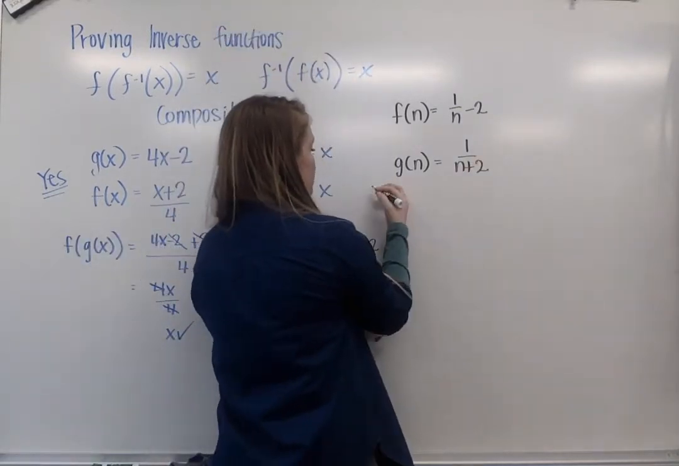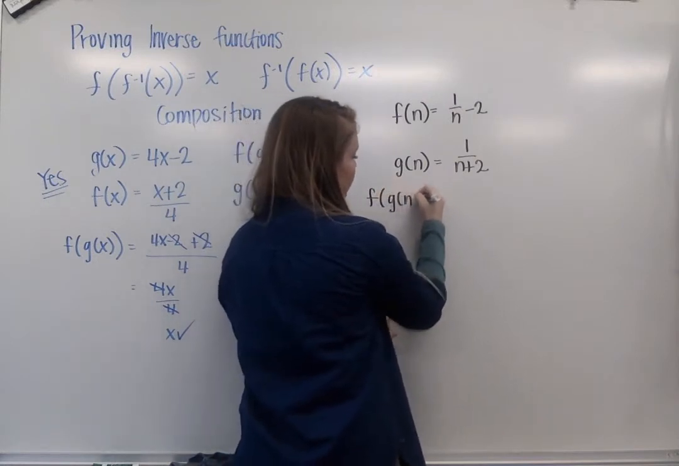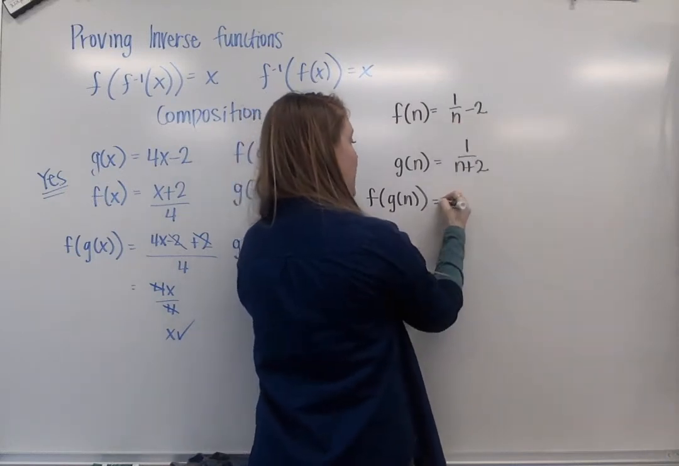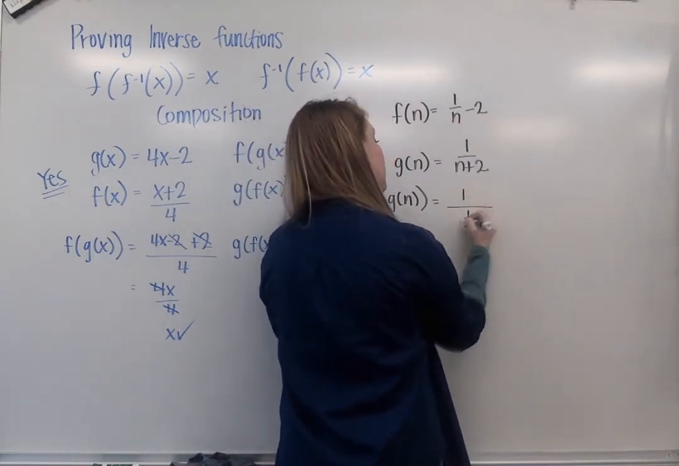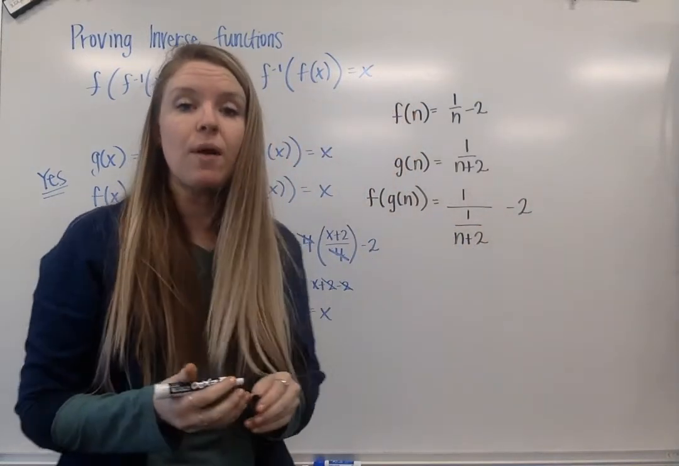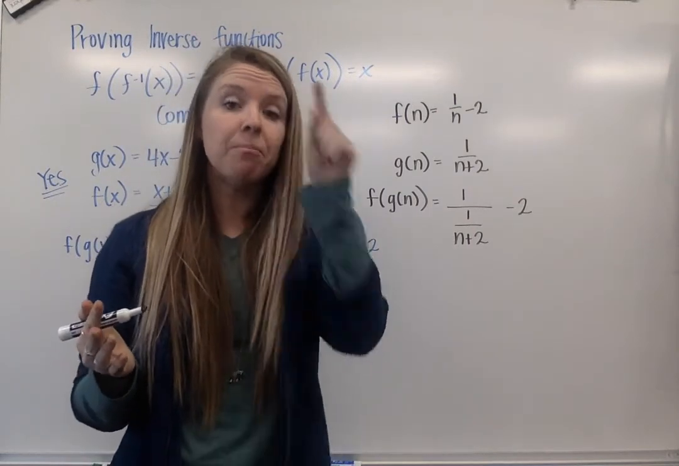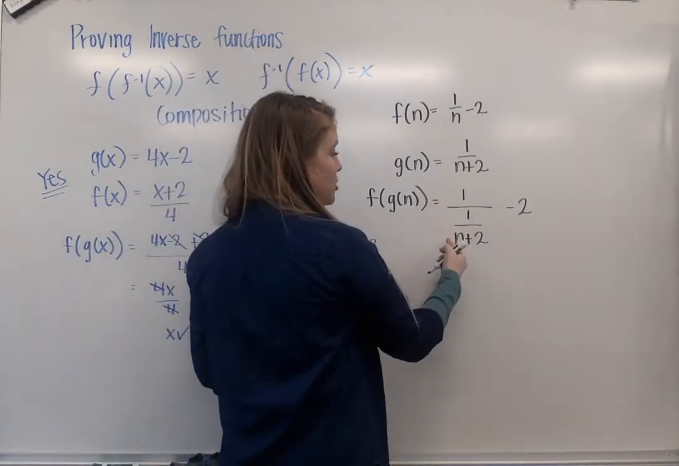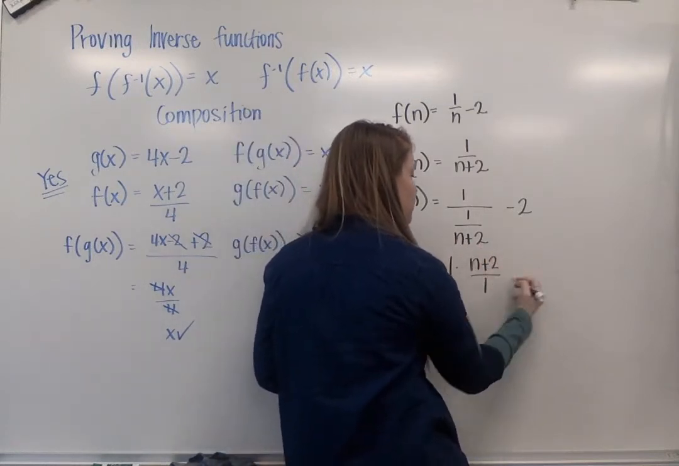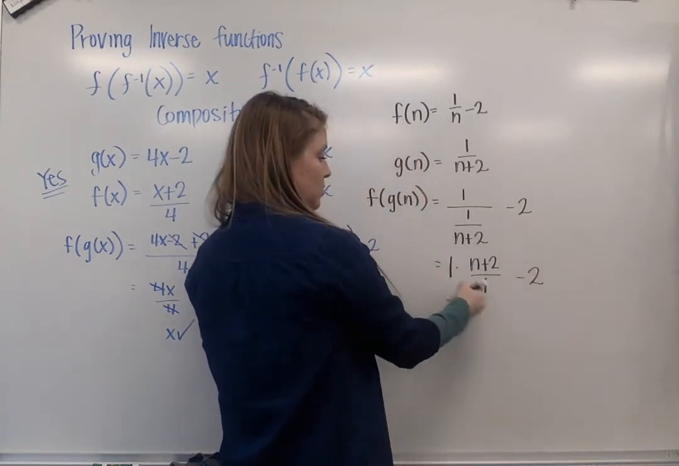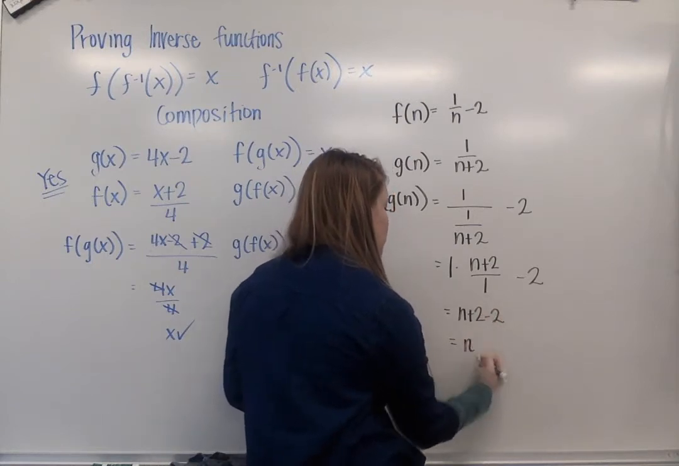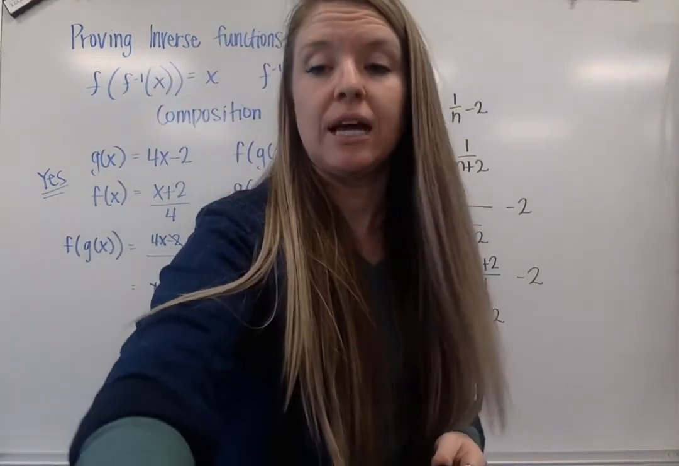So I'm going to start by doing f of g of n. So I'm going to take this whole function and I'm going to plug it in for n. So that's 1 over ((1 over (n plus 2)) minus 2). So right now, nothing's going to simplify, but I have a fraction divided by a fraction. So I'm going to go ahead and copy, dot, flop, like this. Well, those are just ones, so then I get n plus 2 minus 2, which is n. Again, great start. That's right where we want to be.